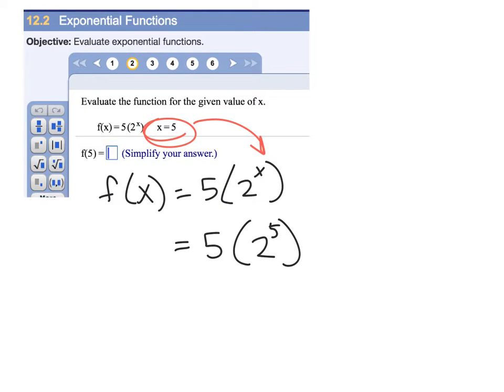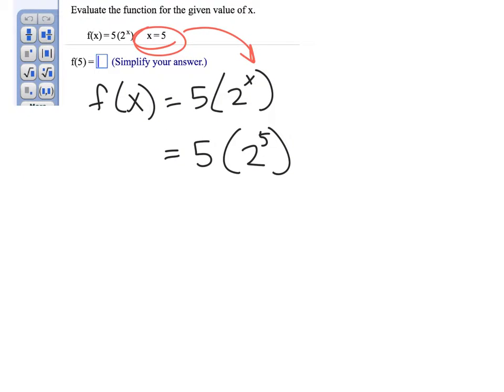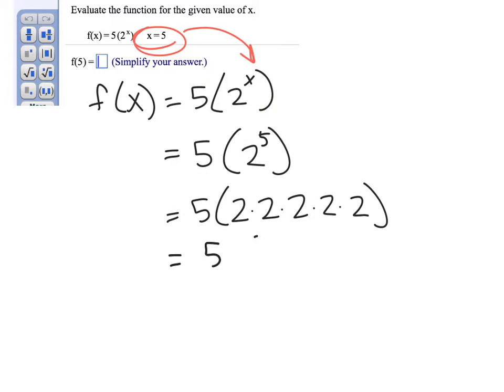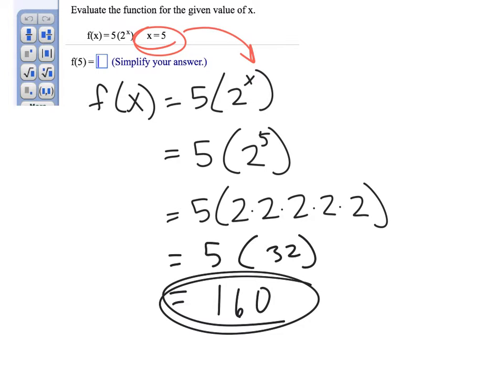To simplify that, that means 5 times, and then it's going to be 2 times 2 times 2 times 2 times 2. All right? So when I use a calculator, 2 raised to the 5th power gives me 32. So this becomes 5 times 32, and I'm using a calculator here, so that equals 160, and that is your answer.